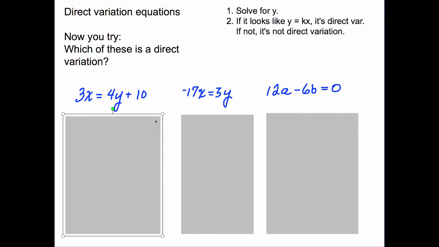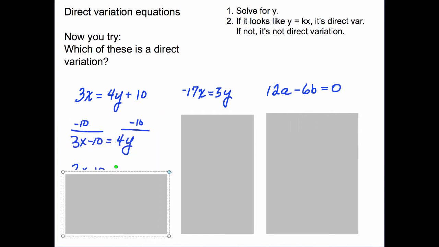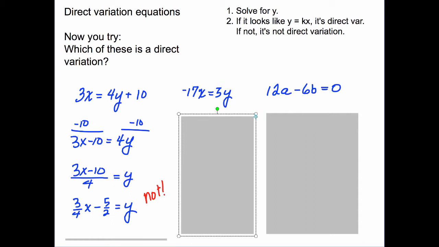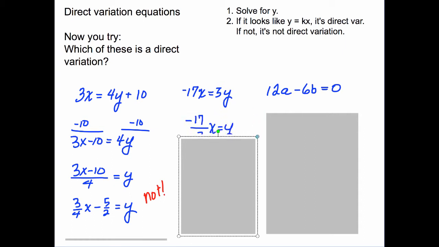All right, we can check these very quickly. If we try to solve for y by subtracting 10 from each side and then dividing by 4, we get this equation here. And this equation indicates that this is not a direct variation because it's not in y equals kx form. For the second one, we divide each side by 3, and we get negative 17/3 x equals y. So that is a direct variation, and the constant of variation is negative 17/3.